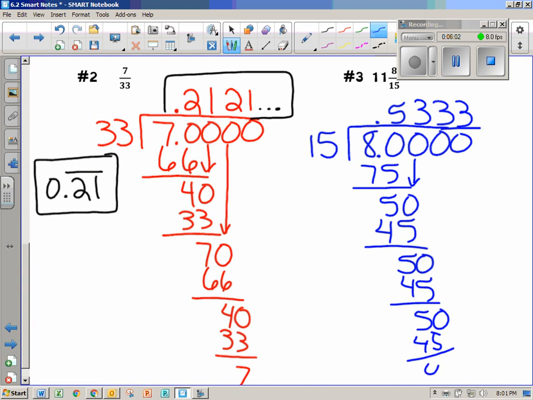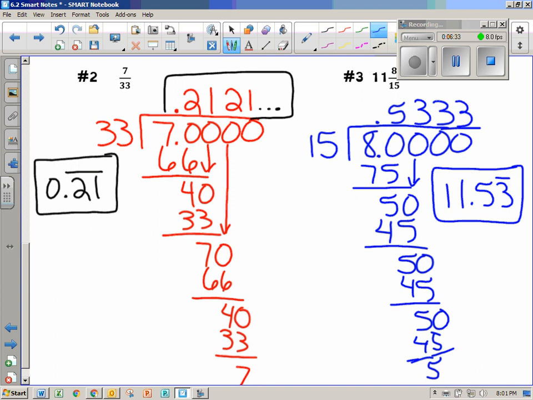So it has started to repeat, but the 5 isn't repeating, just 3. Remember I need that 11 back in there, so it's 11.53, and just the 3 is repeating. Please be careful and make sure you're just putting the bar over exactly what repeats. Otherwise, you're giving a completely different answer, which is not a good idea.